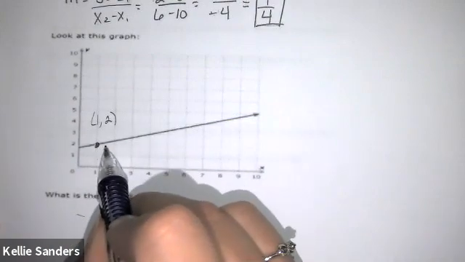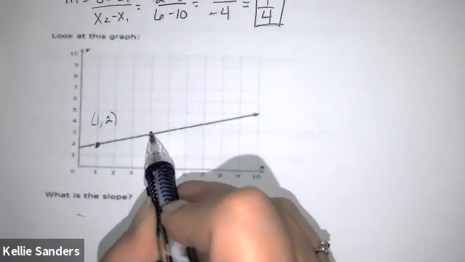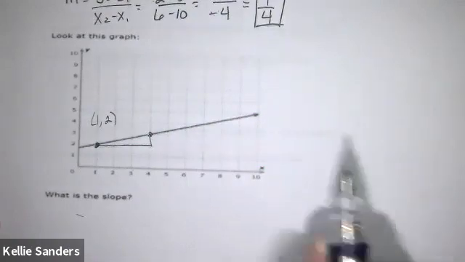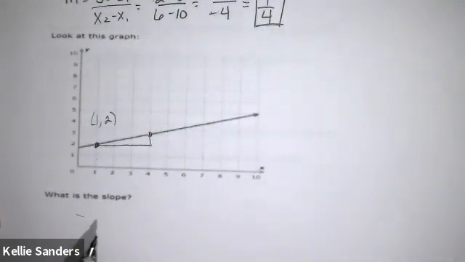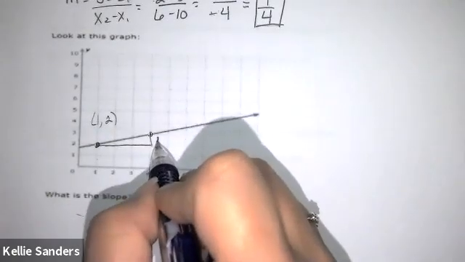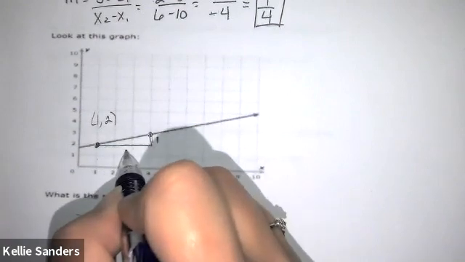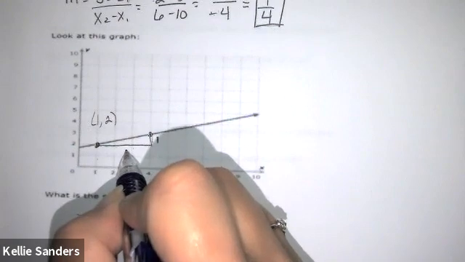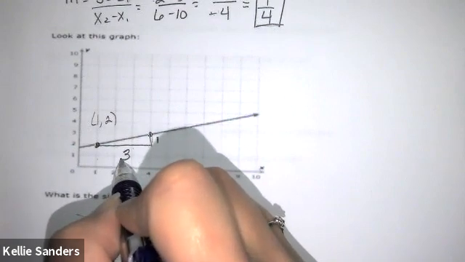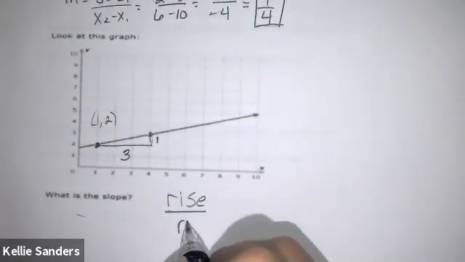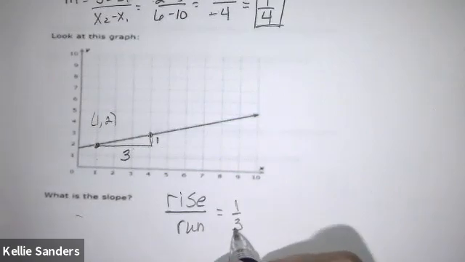Now I got to find one more point. Well, there's a good point right there, right? So if I find 2 good grid points and I make an imaginary triangle, then I know how much I'm going to go up because that's my vertical, and I know how much I'm going to go over or run because that's my horizontal. Okay, so rise over run is 1 over 3.